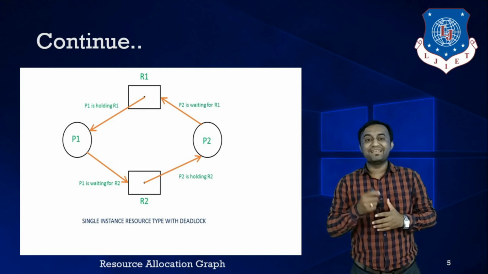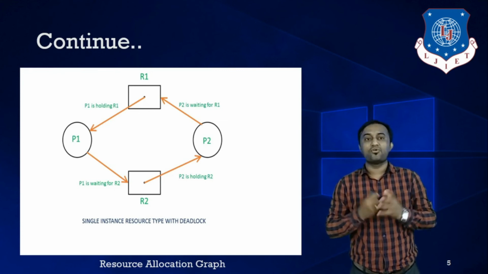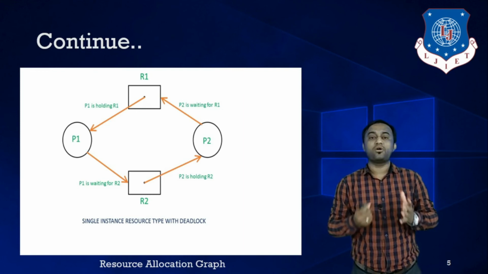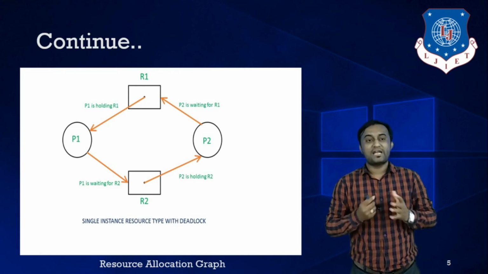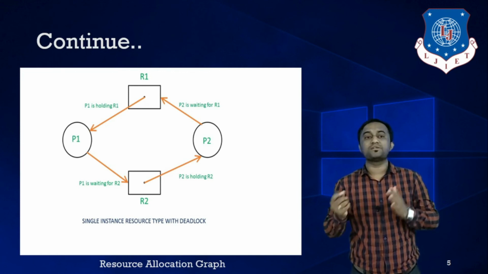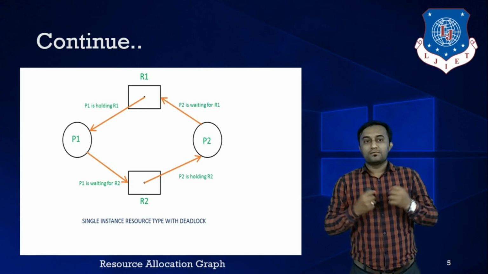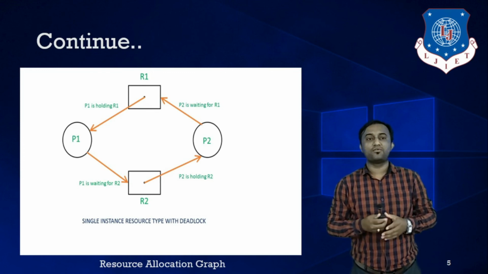So it means there is one cycle formed, and if such a cycle exists, we can say that a deadlock has occurred. This graph is known as a resource allocation graph, which contains a set of edges, processes and resources. With the help of this figure, you can easily understand the concept of deadlock with respect to operating systems.